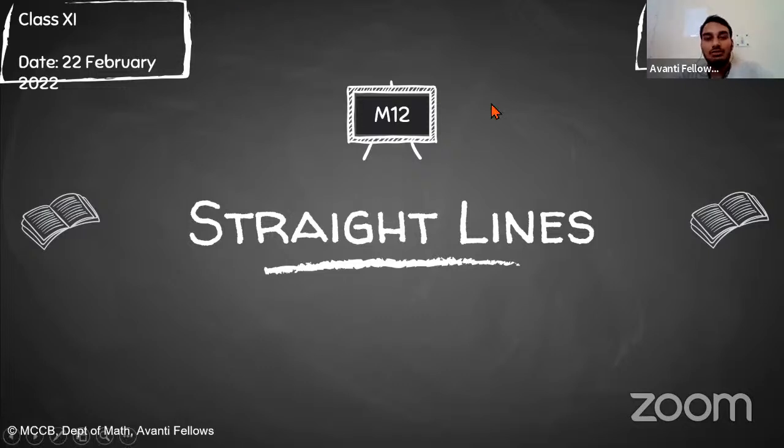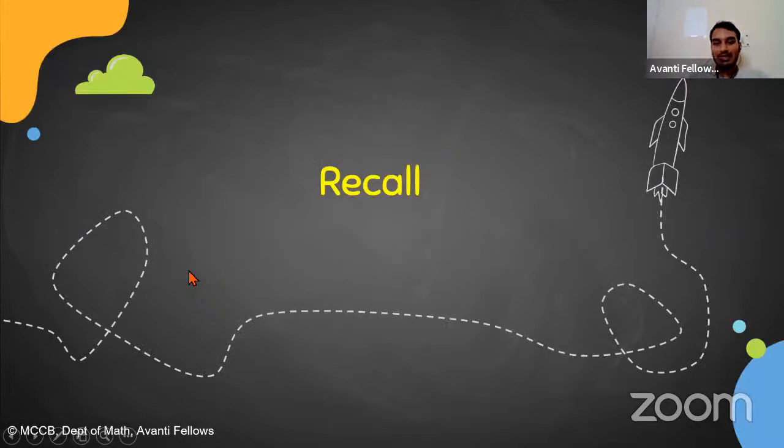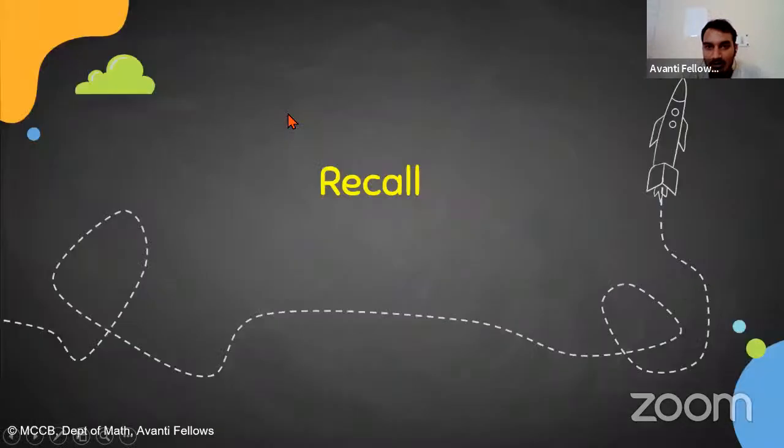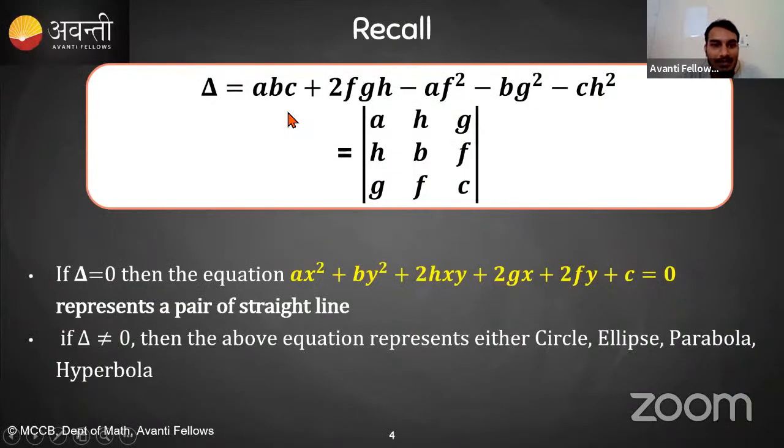Okay. So students, in the last class we were discussing the pair of straight lines, the pair of lines passing through the origin. Those things we talked about, and then we derived the formula of the combined equation of the angle bisector, right? So quickly revise those things. In today's class, we are mainly going to solve the questions. So let's quickly revise this concept.